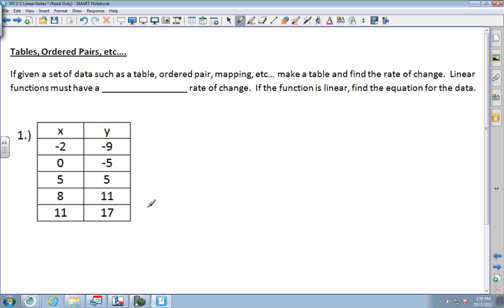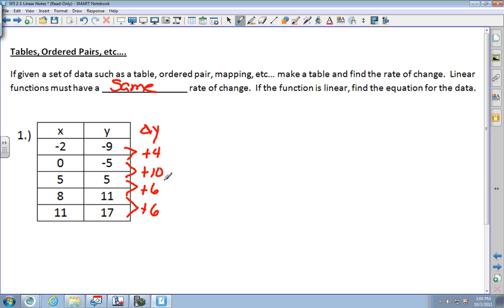If given a set of data, such as a table, ordered pair, or mapping, making a table to find the rate of change would help us find if it's linear. Linear functions must have the same rate of change. If the function is linear, then you can find the equation for the data. So right here, I'd do delta y, just like we've been doing, which is plus 4. Right here, from negative 5 to 5 is plus 10. I have plus 6 and plus 6.